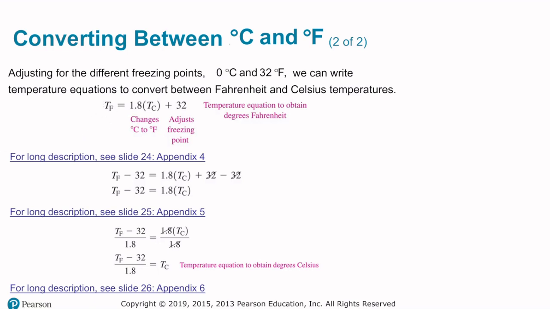The temperature in Fahrenheit is equal to 1.8 times the temperature in Celsius plus 32. This changes degrees Celsius to degrees Fahrenheit. The temperature in degrees Celsius can be calculated as the temperature in Fahrenheit minus 32, divided by 1.8. This changes Fahrenheit temperature to Celsius temperature. These are the two formulas that we'll use to change between these two temperature scales.